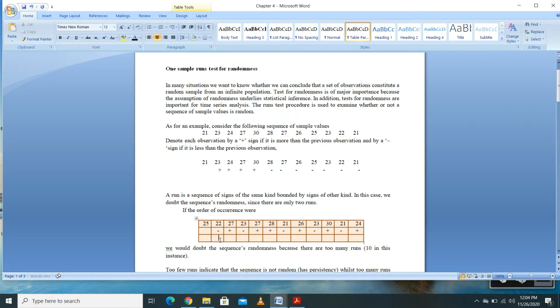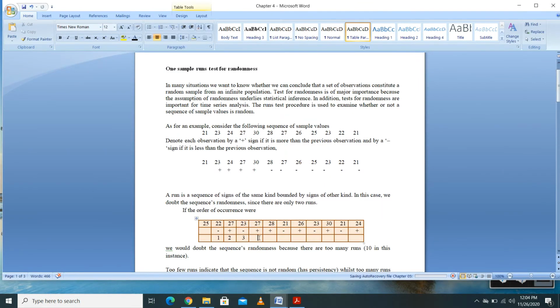But if you take the example which we did here, you can see you have only 1 negative sign, so we take it as 1 run. And then here again you have a positive sign, so that is the second run. Here you have another negative sign, that is the third run. And here you have 2 positives, so these 2 we take as the 4th run.